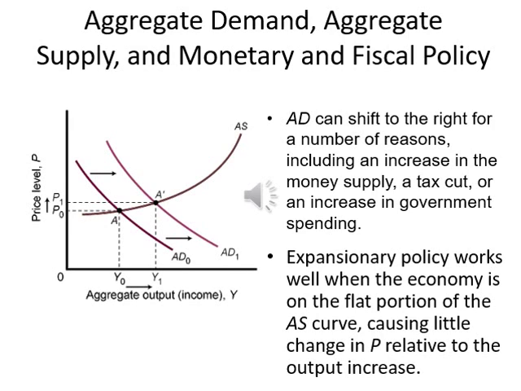AD can shift to the right for a number of reasons, including an increase in the money supply, a tax cut, or an increase in government spending.